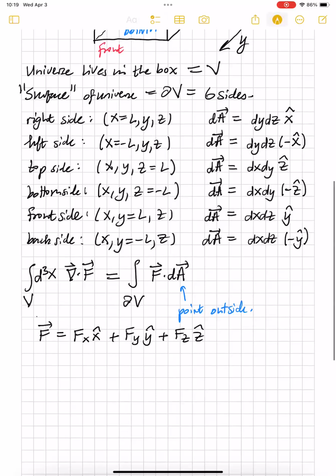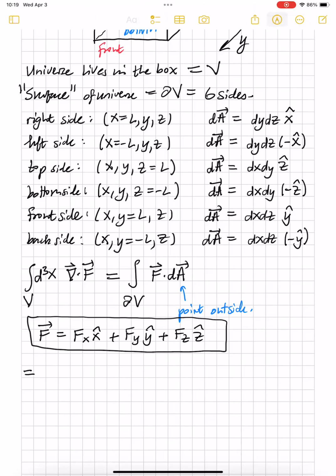So I can now plug everything in. Let's take a look at the right side. If we're integrating over the right side, we'll have an integral over dy and an integral over dz. Both of these integrals will go from minus L up to L. When we take dA dotted into f, the x hat from dA dots into the x hat from f to give us fx, and we get 0 when dotting into y hat and z hat. So that's the only contribution. Fx is evaluated at x equal to L and any value of y and z.